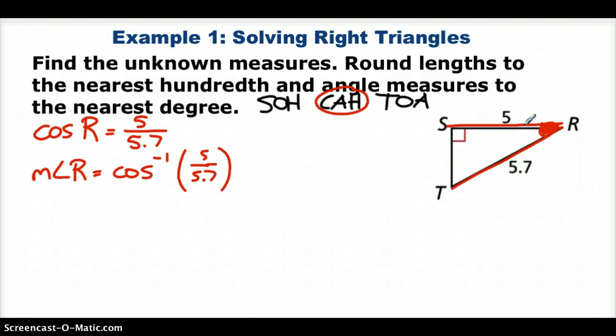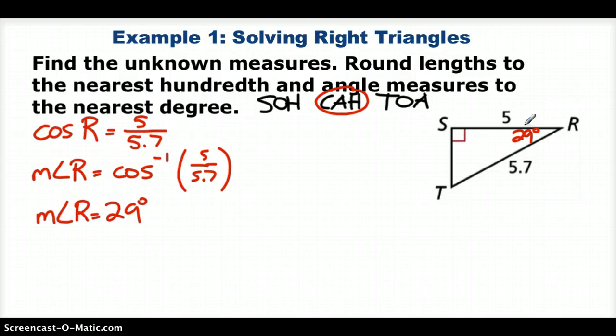Now, if we plug this into our calculators, we'll find the quotient of 5 divided by 5.7 first, and then we'll press the inverse button, then the cosine, and we do a little rounding. We actually have to round this one up. So I get the measure of angle R equals 29 degrees. And so that's helpful, right? We found something that we need to know. So here we go, I get 29 degrees for R.